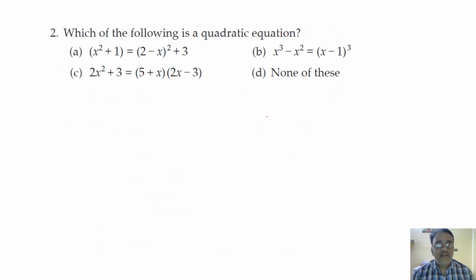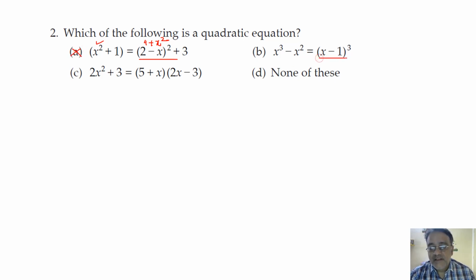Now we are moving toward the next question. Which of the following is a quadratic equation? One minute, look carefully. Here when we do the square of 2 minus x whole square, we'll get 4 plus x square as the first two terms, and the left hand side also has an x square term, so both will be eliminated. So this is not a quadratic equation.